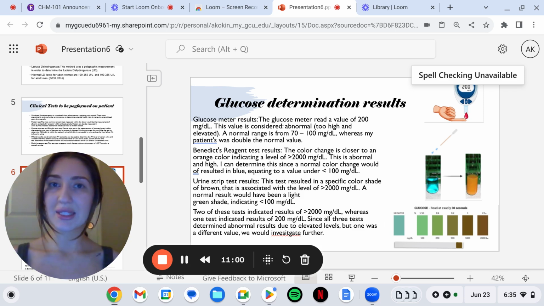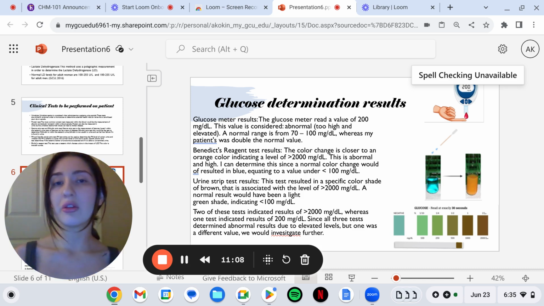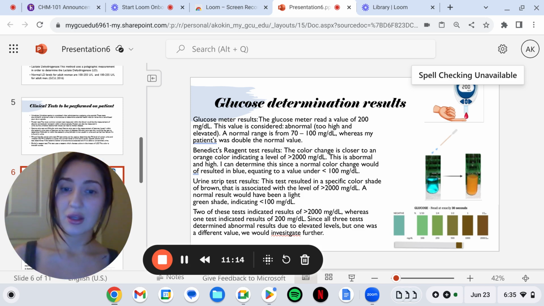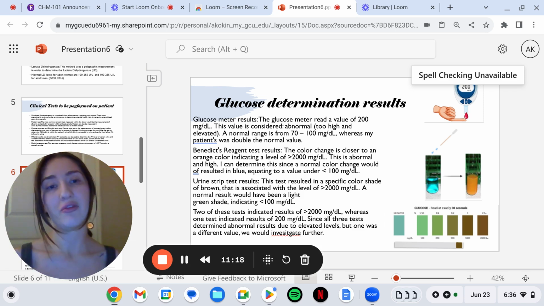So 2 of these tests did indicate results of over 2,000, whereas 1 test did indicate results of 200. Since all 3 of these tests determined abnormal results for glucose due to elevated levels, but 1 was a different value, we would proceed to investigate further with more clinical tests.